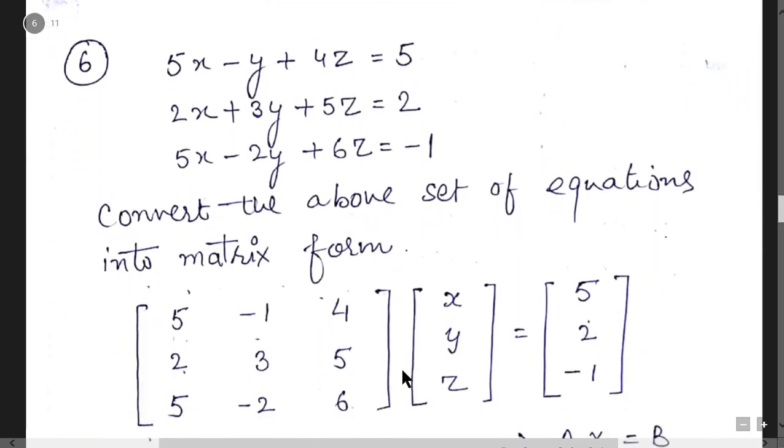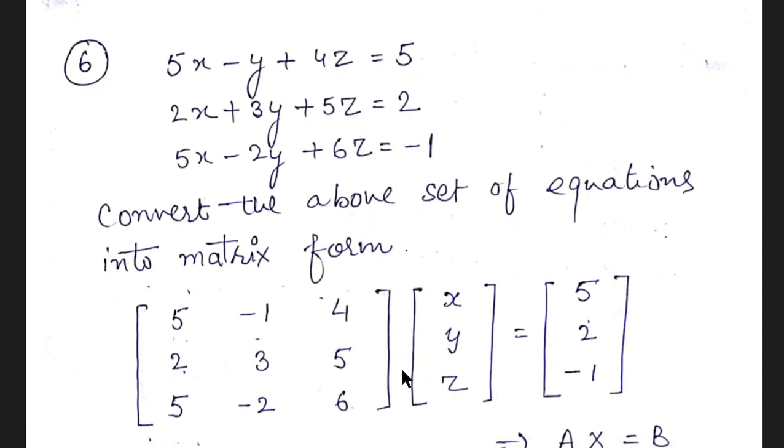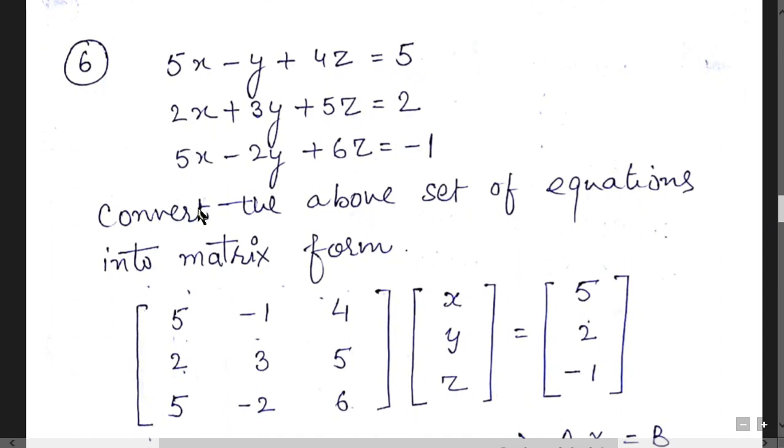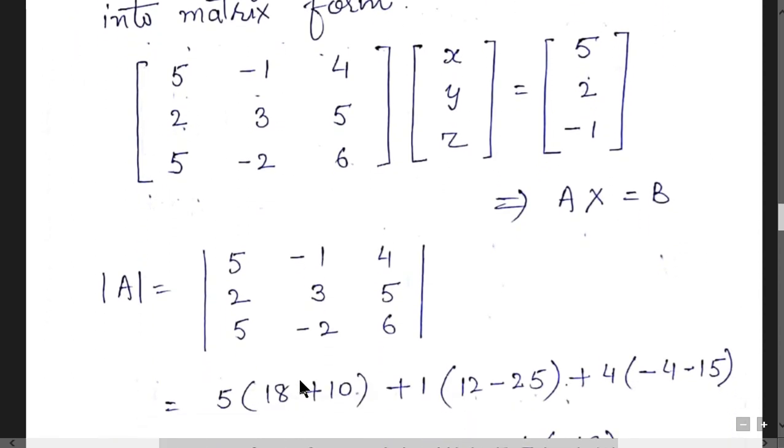Up to question number 6, you have to check the consistency and inconsistency of the equations. And from 7th onward, you have to find the value of x, y and z also. The matrix A has rows 5, 2, 5 and minus 1, 3, minus 2, 4, 5, 6. It's the value of matrix A.